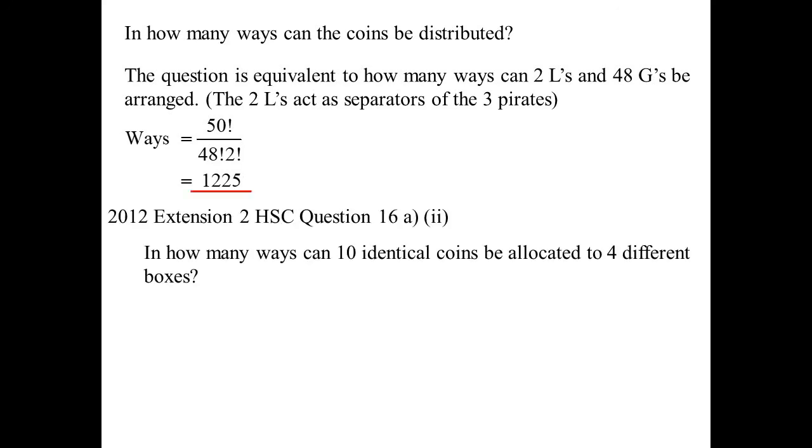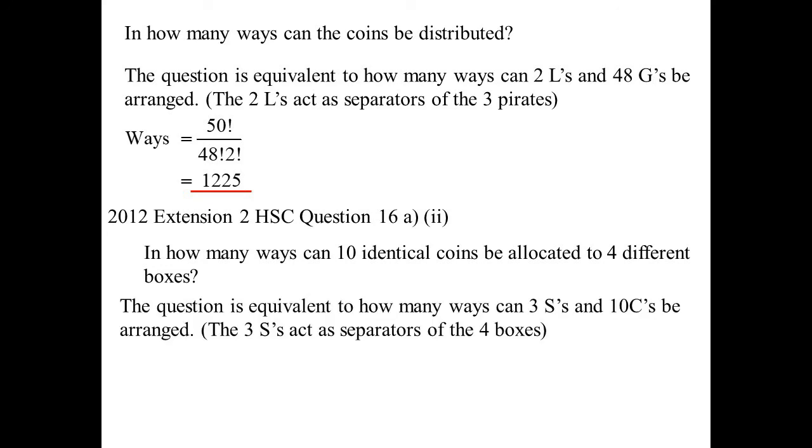Here's one that was in the actual HSC, extension 2 HSC. It's a similar one. How many ways can 10 identical coins be allocated to 4 different boxes? But it's the same idea. If I say, well, no, actually, I haven't got 10 coins. I've got 10 gold coins. And how many lead coins would I need to get them into 4 different boxes? I'd need 3. Because the first coin, bang, stop, that box is done.